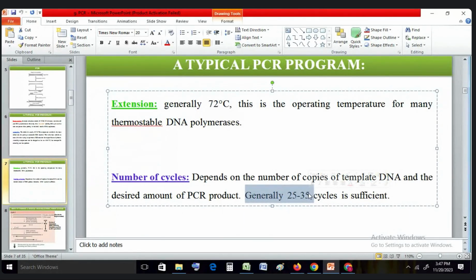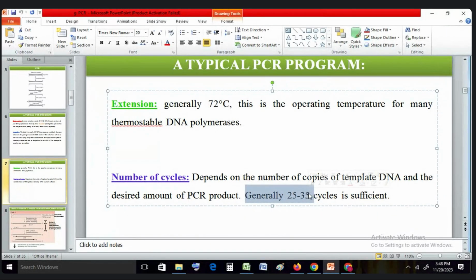If even after 35 cycles you are not getting any amplification, you can assume that the PCR you are trying is not going to happen. So 35 cycles is more than sufficient, and you can choose between 25 to 35 cycles to get your product. After these 25 to 35 cycles, you can get your desired product very efficiently.